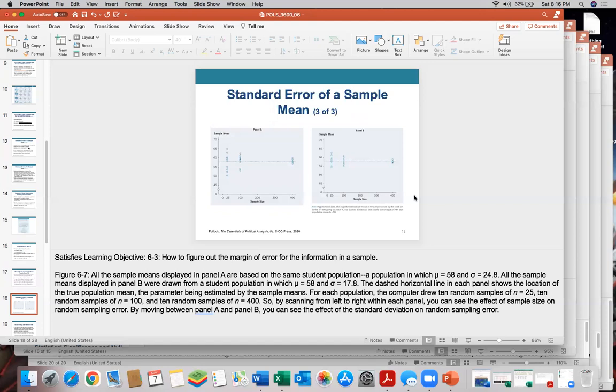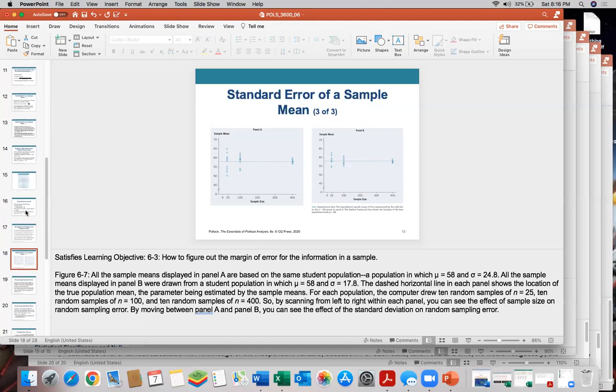And then this was just talking about how, depending on how many cases you have, you're either going to get really scattered results. This is at 25 cases. Then when you get to 100 cases, it gets closer. And when you get to 400 cases, your standard error goes smaller, and all your sample means end up a lot closer together.